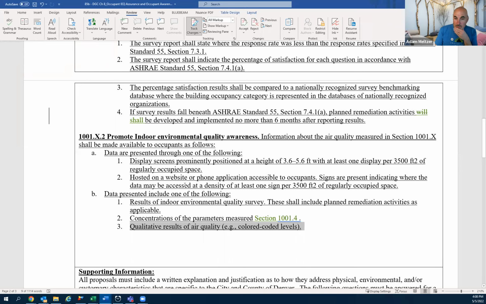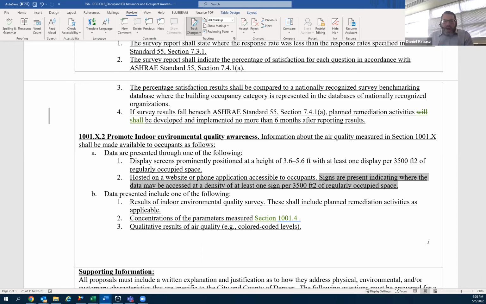101.x.2a2, "signs are present indicating." I think if you have it on a website or on someone's phone, it's going to be a lot more useful than putting signs up. So I am willing to do that on item 2. If it's on the website, then people hopefully know about that website. I agree. We could strike the second sentence in 1001.x.2 as part of this motion.